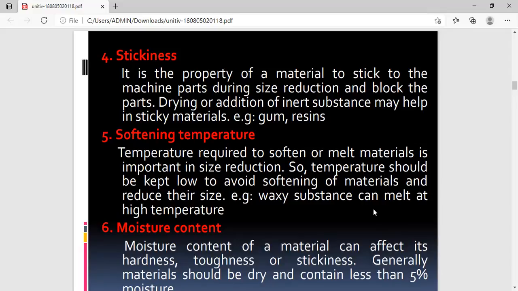So softening temperature. The temperature required to soften or melt materials is important in size reduction. So temperature should be kept low to avoid softening of materials and reduction in size. Example, waxy substance can melt at high temperature.